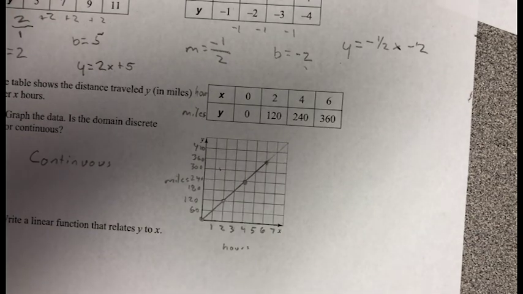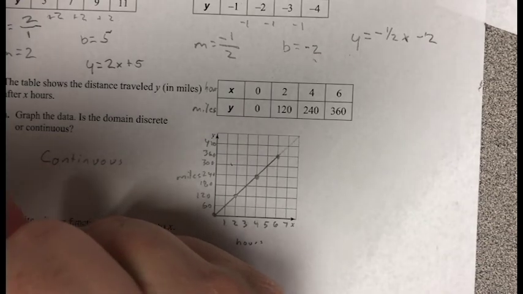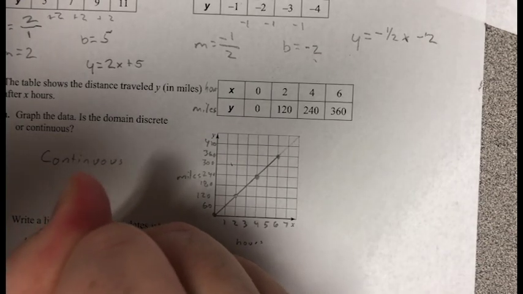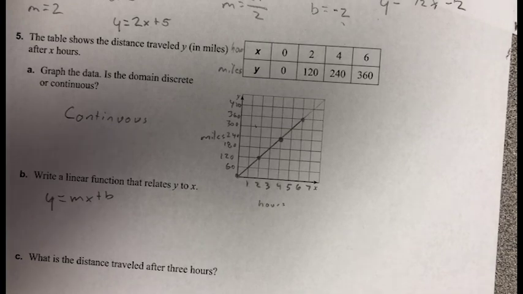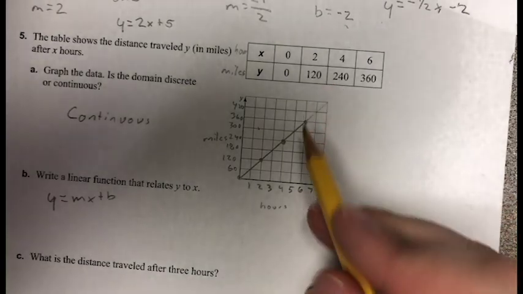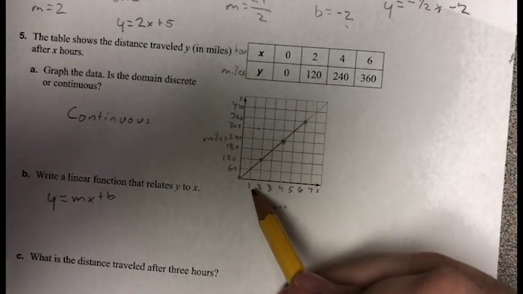So basically I have made a continuous line, because all of the data can go in there. Now, it says write a linear function that relates y to x. So again, I'm looking for y is equal to mx plus b. All right, so what is my slope? Well, that's pretty easy. We can again look at what we have.